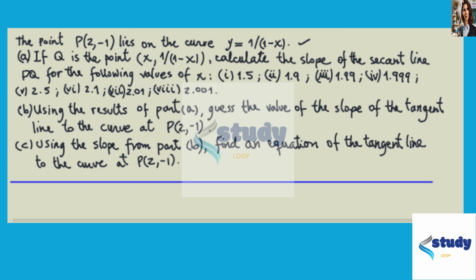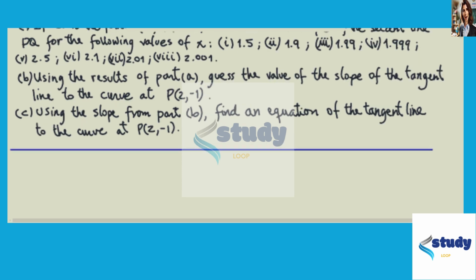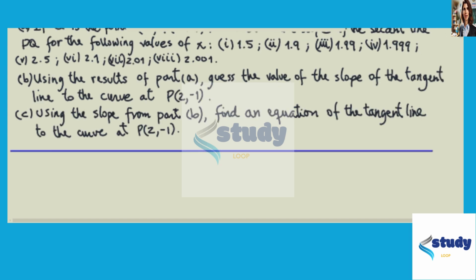In part B, we're going to use the results in part A, and with that, we're going to guess the value of the slope of the tangent line to the curve at P (2, -1). We know this slope will be the value that the slopes of the secant lines are approaching. In part C, we use the slope guessed in part B to find an equation of the tangent line to the curve at (2, -1). So we're going to calculate in part A all the values.